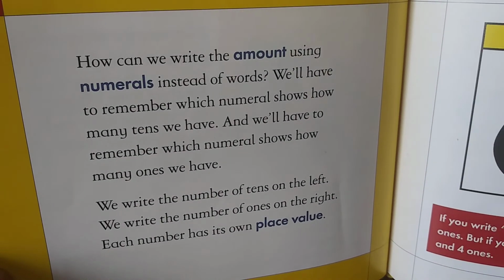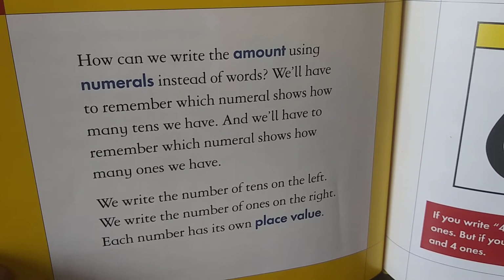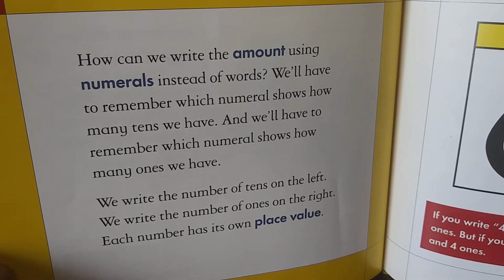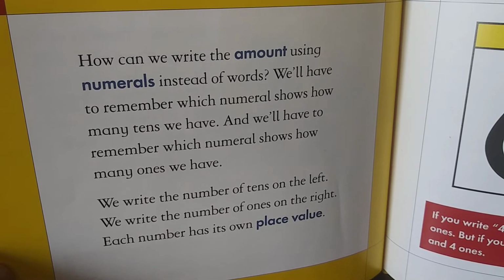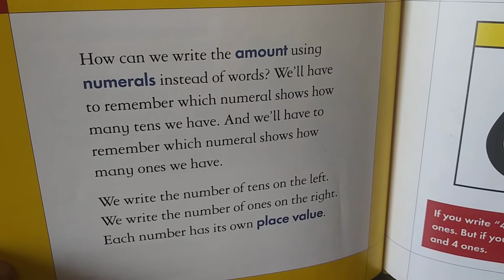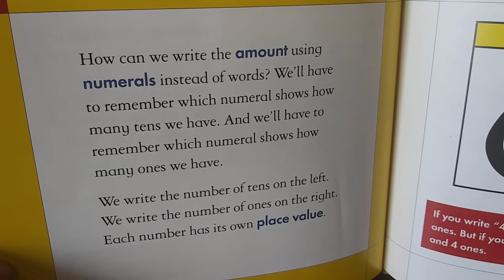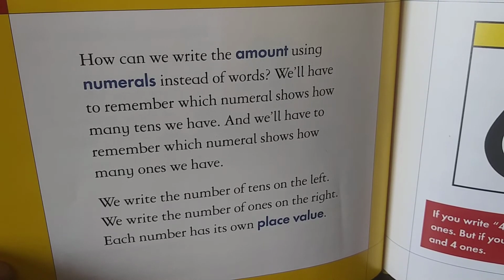How can we write the amount using numerals instead of words? We'll have to remember which numeral shows how many tens we have. And we'll have to remember which numeral shows how many ones we have. We write the number of tens on the left. We write the number of ones on the right. Each number has its own place value.